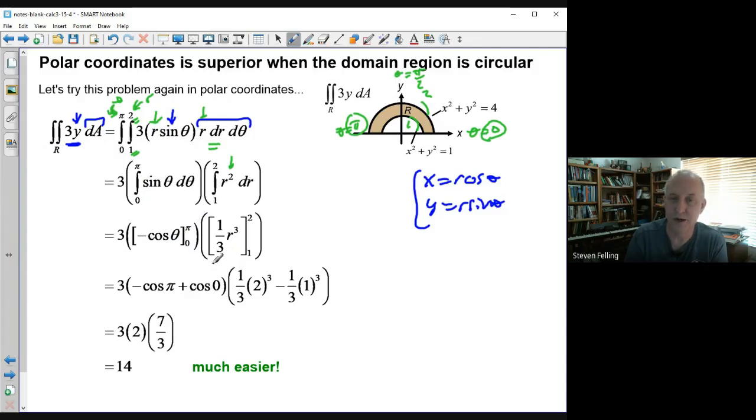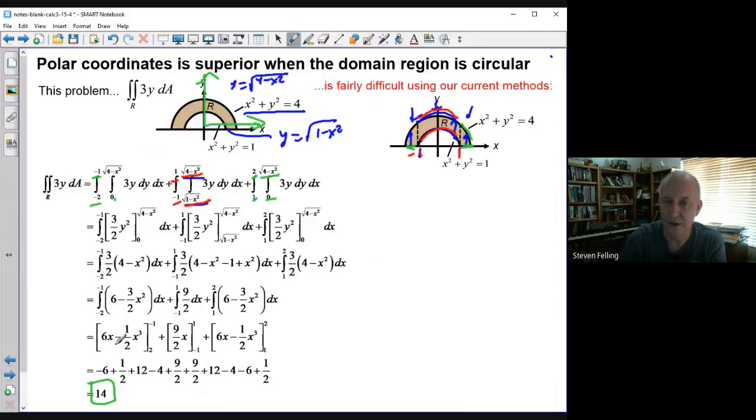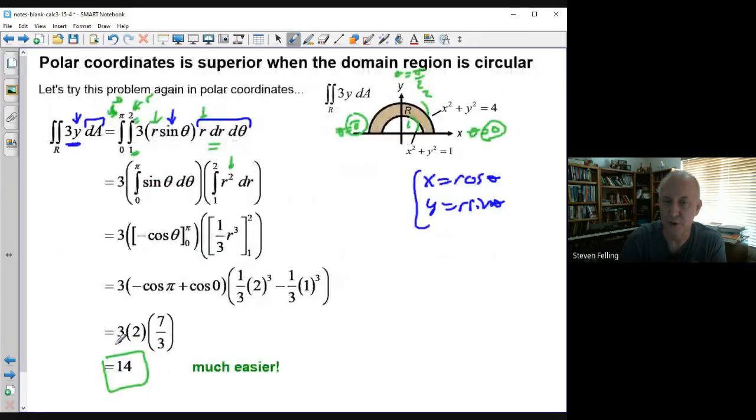And so we plug in the pi and the 0 and the 2 and the 1. And we end up getting 14 with a whole lot less steps than it took in rectangular. Remember, this is what it looked like in rectangular. This is a whole lot easier in polar. So basically, polar makes our lives easier.